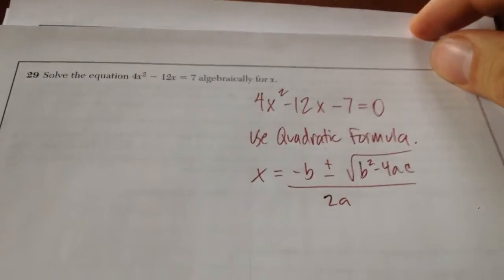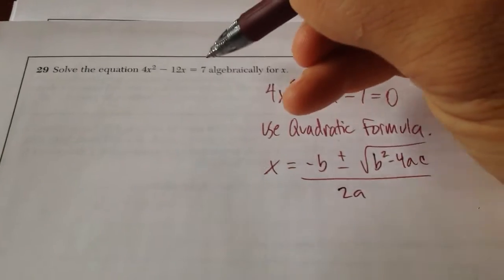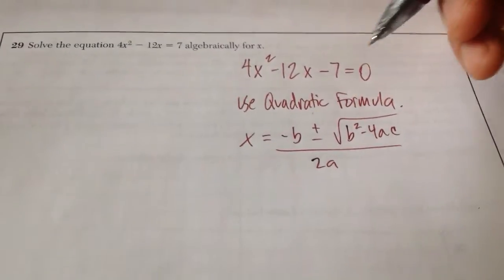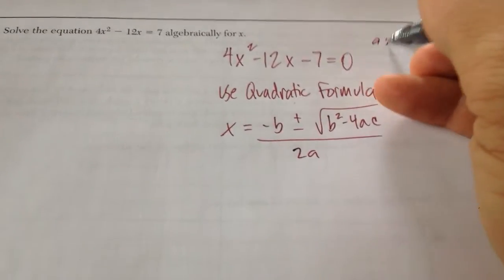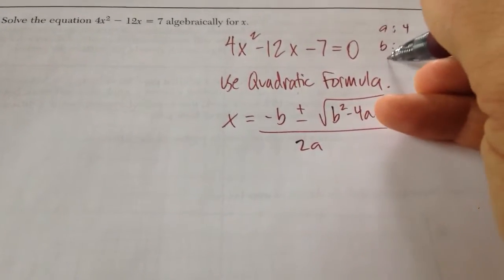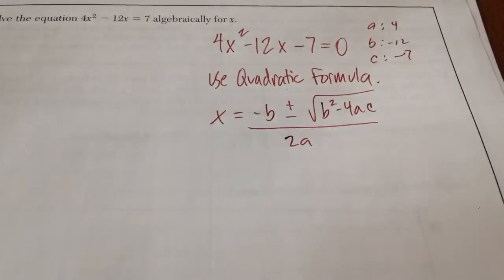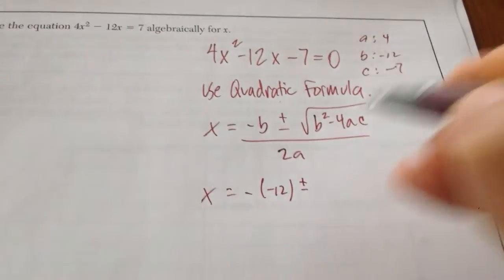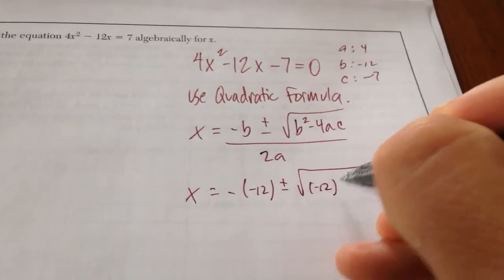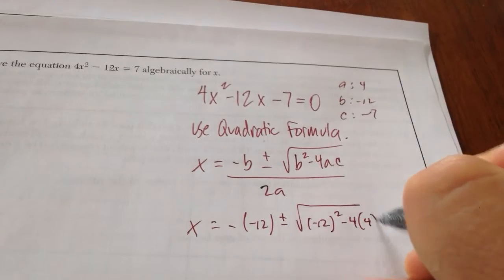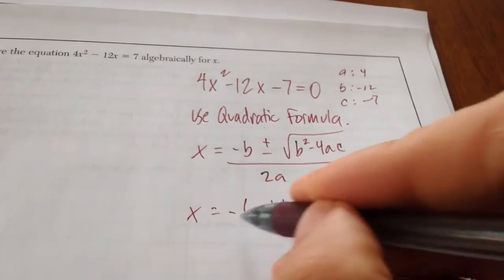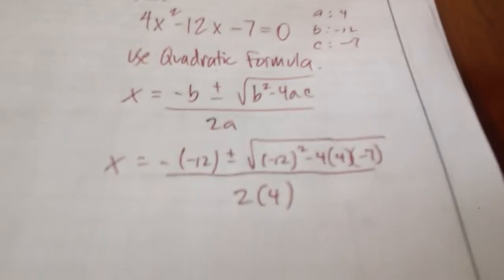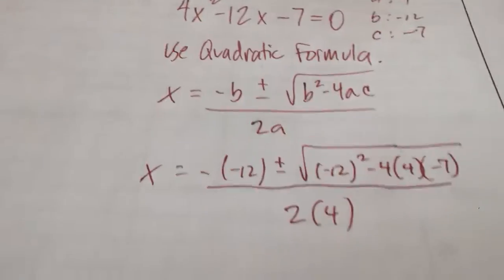Number 29 says to solve this equation algebraically for x. So what I did was I subtracted 7 to the other side, set equal to 0. Now I'm going to use the quadratic formula. A is 4, B is -12, and C is -7. So -B, that's 12, plus or minus the square root of -12 squared minus 4 times 4 times -7, all over 2 times 4. This is nothing more than plugging all these values in the right spots and then simplifying.